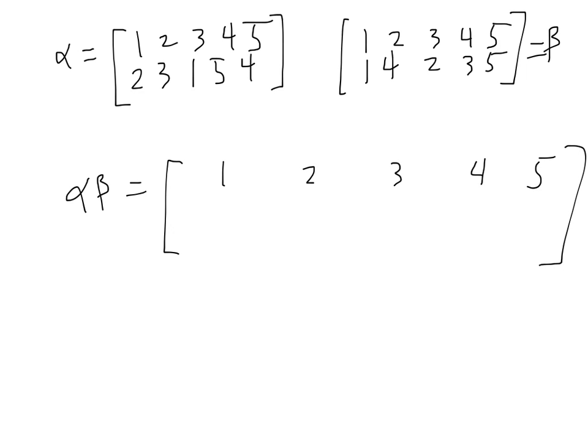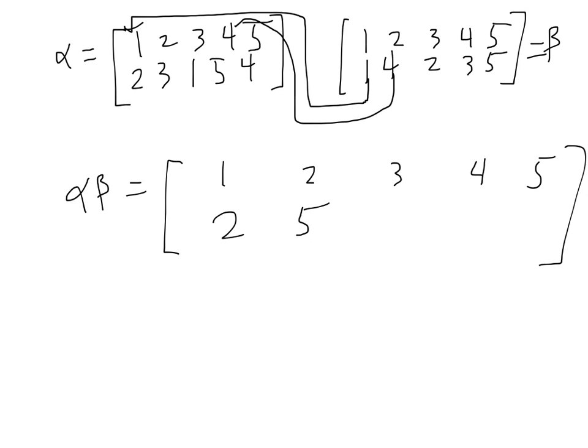So first I would look for where 1 goes on the left, and then I would feed it. 1 goes to 1, and then 1 goes to 2. So I see that 1 goes to 2 in the composition, and then 2 goes to 4, and 4 would go to 5 in the one on the left. Now 3 goes to 2 on the right, and 2 goes to 3. So in the composition, 3 would go to 3.